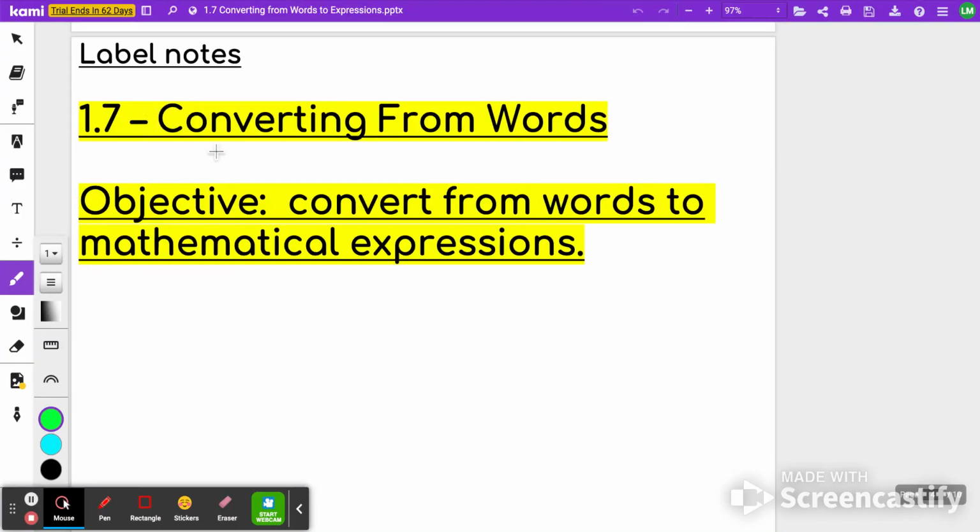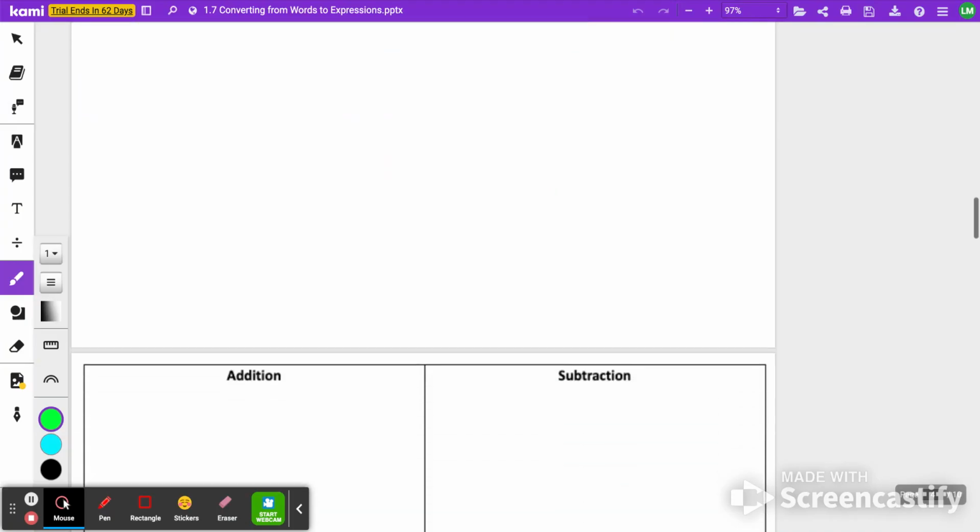Today's lesson is going to cover 1.7, converting from words. So what we're going to basically be able to do is read some words and then be able to write a mathematical expression from that.